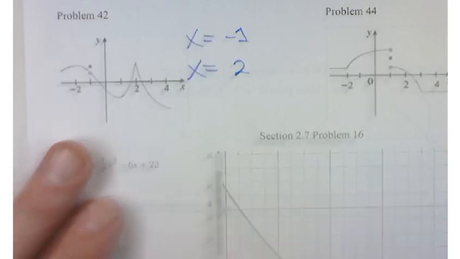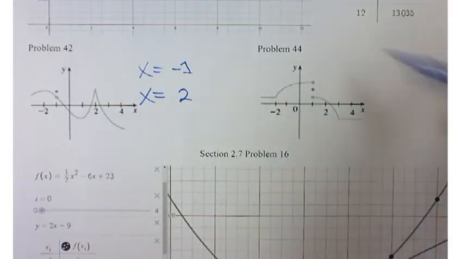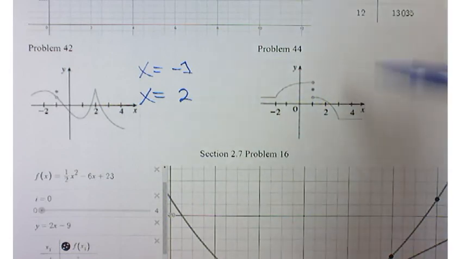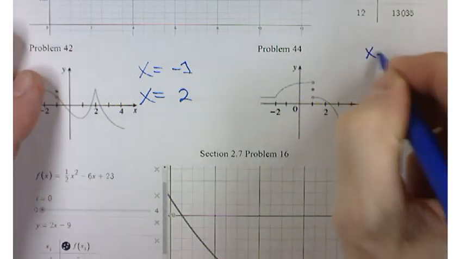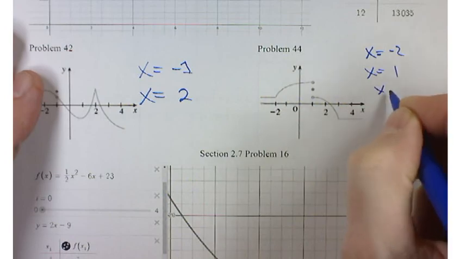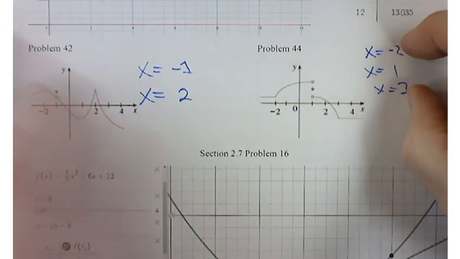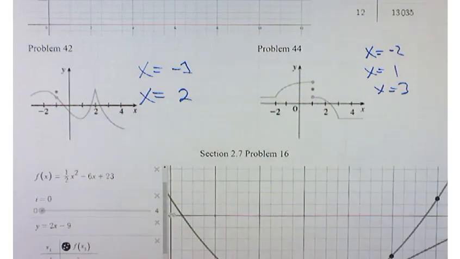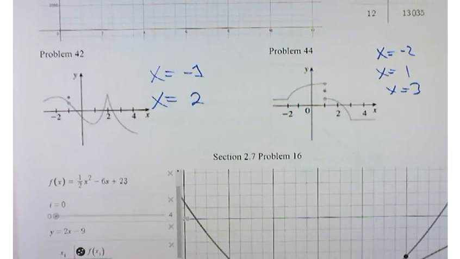Let's see. Don't make Evelyn do all the work here. Someone give me the same points for problem number 44. Where would this not have a derivative? Negative 2, 1, and 3. So these two are corner points. This one's a jump discontinuity. It doesn't have to be just a jump discontinuity. It can be any kind of discontinuity. The function's not going to have a derivative at that point. So, nice.